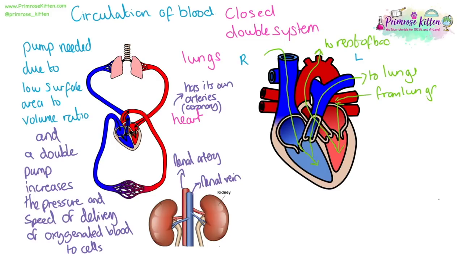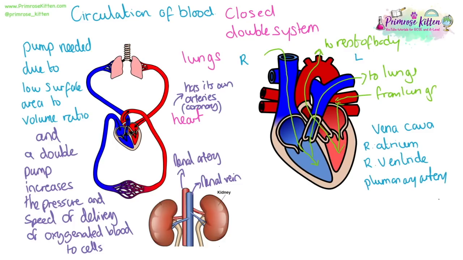It will come in from the lungs via the pulmonary vein and then exit via the aorta to the rest of the body. The path that blood takes, I'm going to teach you a little trick to help you remember it. So it comes in through the vena cava to the right atrium, then down to the right ventricle, out to the lungs via the pulmonary artery, back to the heart via the pulmonary vein, into the left atrium, down to the left ventricle, and out to the rest of the body via the aorta.